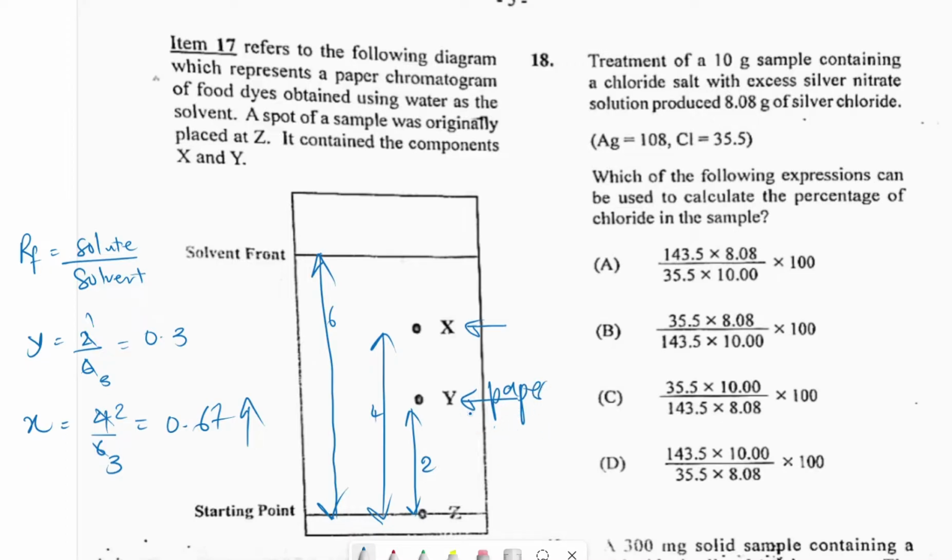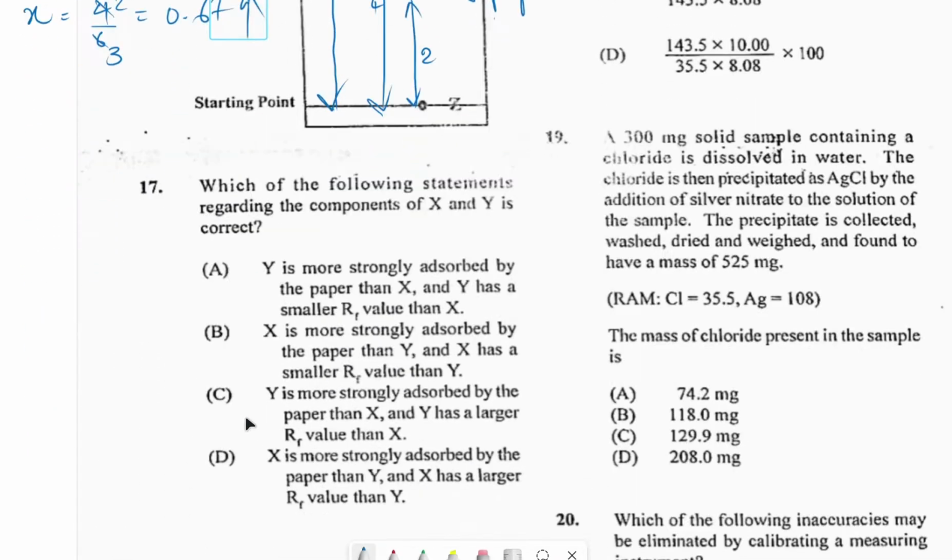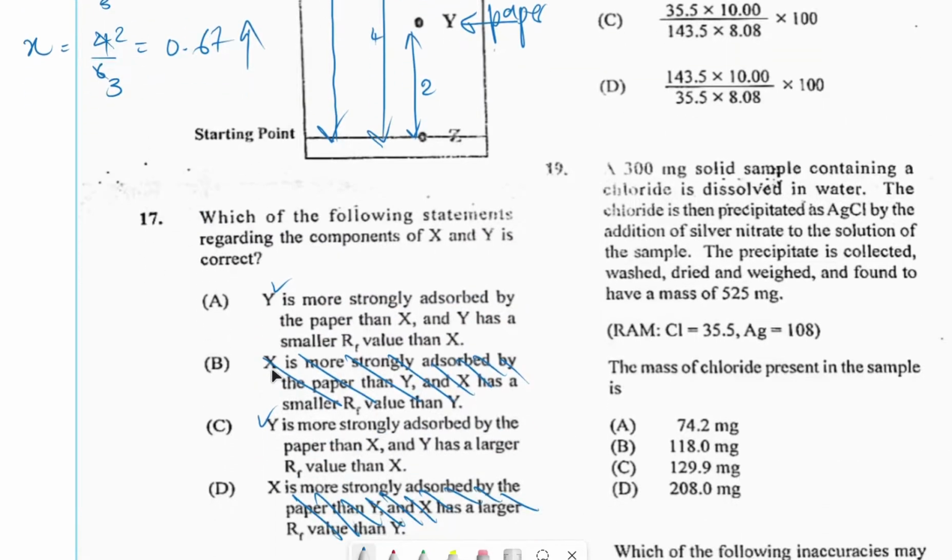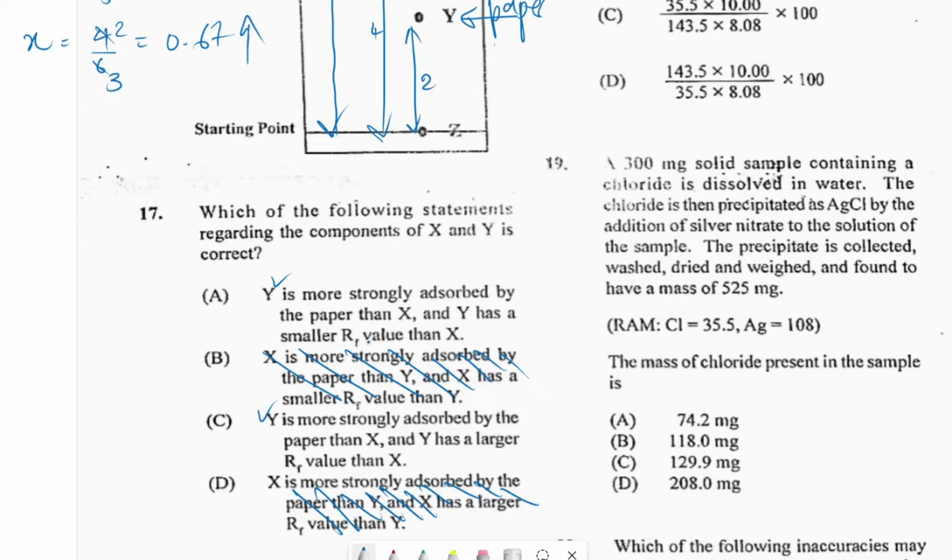So, with that said, the one with the higher retention factor being X, right? Let's see what this is saying. Y is more strongly absorbed by the paper than X. That is what you're looking for. Y is more strongly absorbed by the paper than X, hence it has the smaller retention factor. So then, which one? X has the larger retention factor. And Y has a smaller retention factor value than X. Yeah, Y smaller retention factor. What does it say? Y has a larger retention. No, it does not. So the answer for number 17 is A.